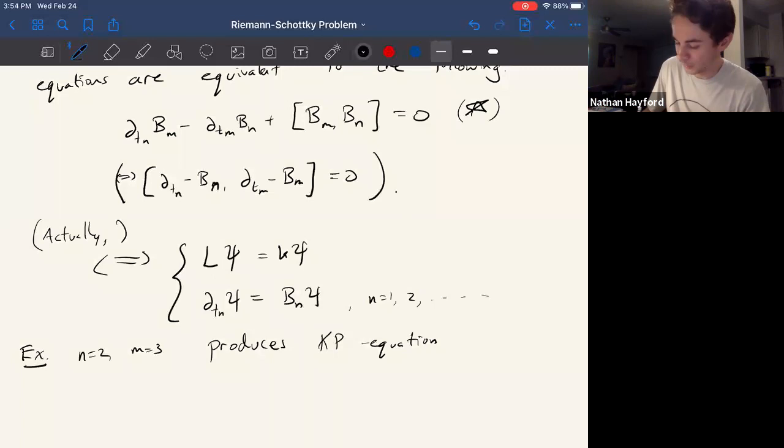So what properties does this operator psi have, or this function psi have? So the next question to address is: what is psi?